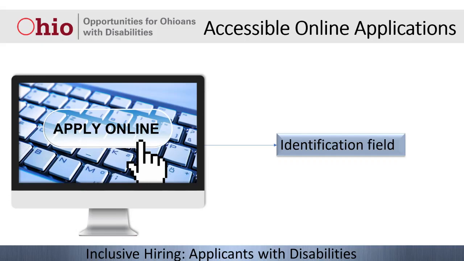In fact, the state of Ohio's online system used to work this way until an OOD employee pointed out the barrier it created for otherwise qualified applicants with disabilities. Since the driver's license was simply a way to verify identification, this requirement was removed, and now applicants can supply other forms of state-issued identification.